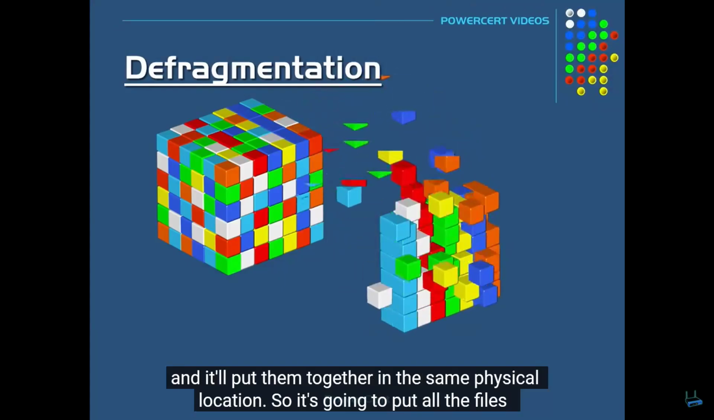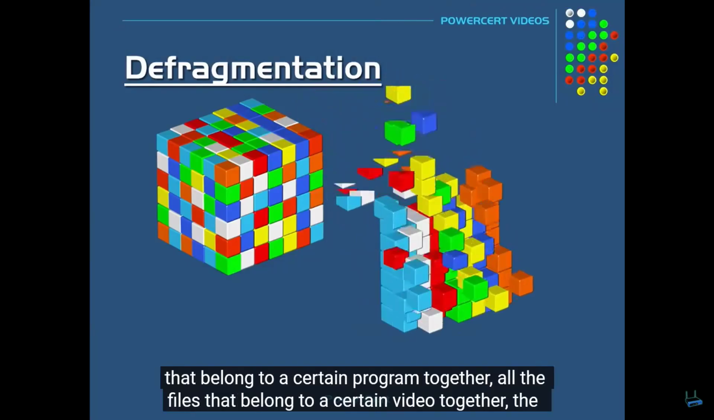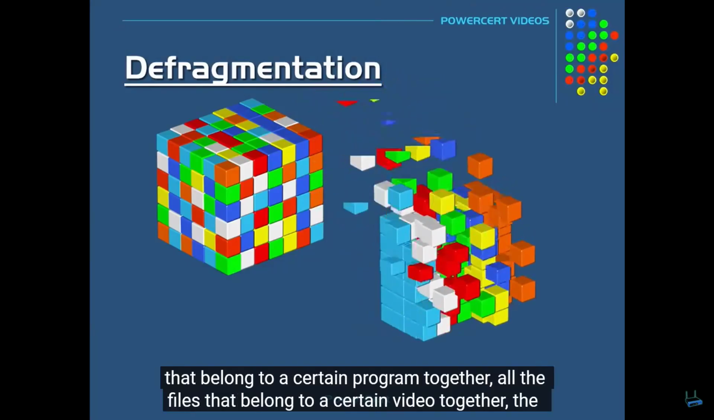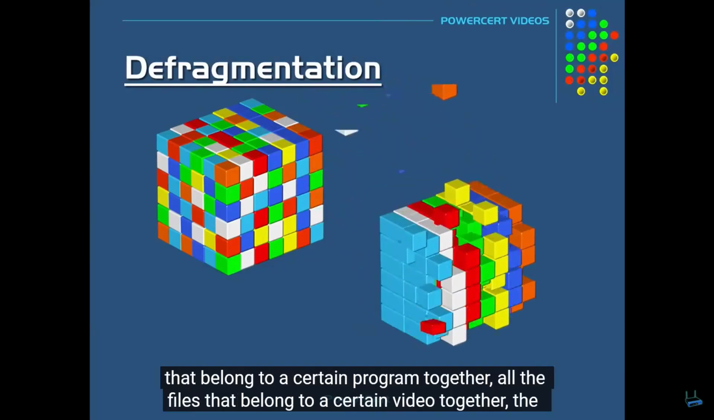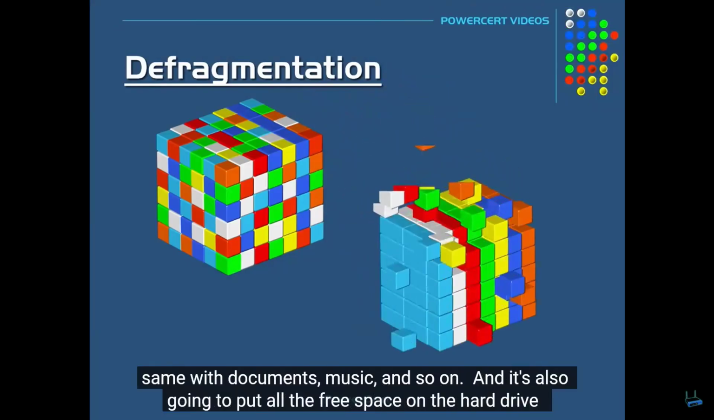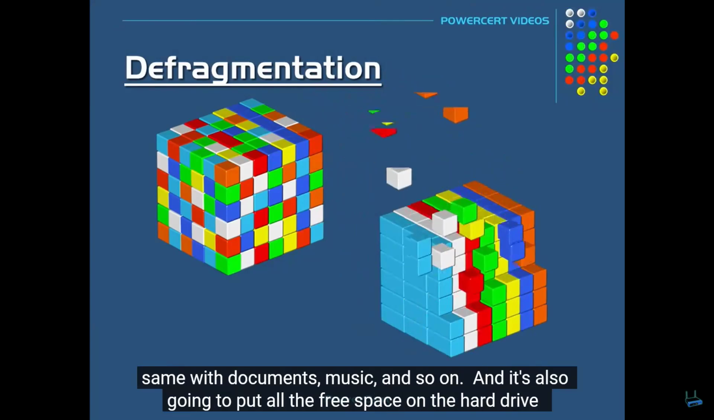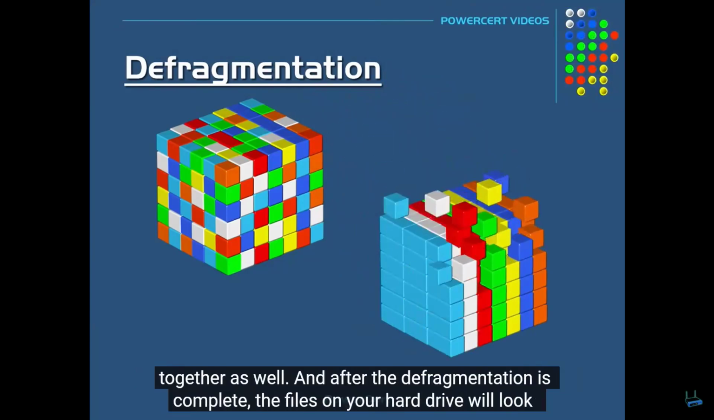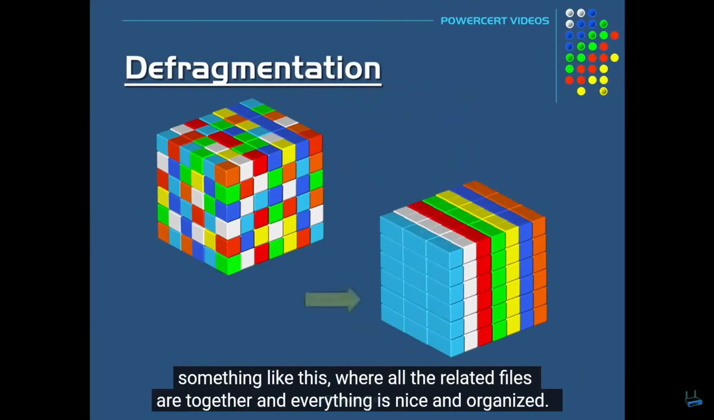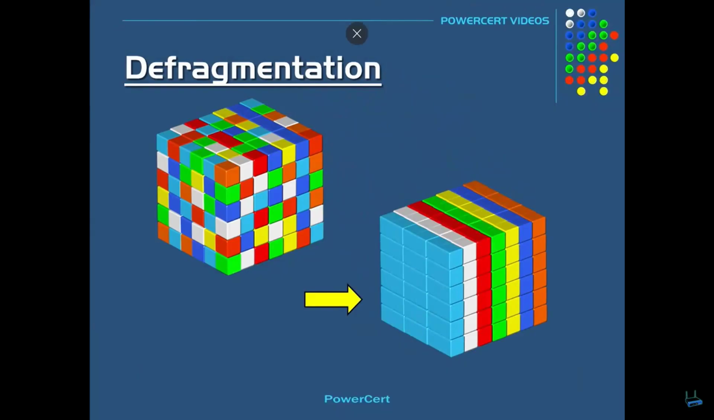So it's going to put all the files that belong to a certain program together, all the files that belong to a certain video together, the same with documents, music, and so on. And it's also going to put all the free space on the hard drive together as well. And after the defragmentation is complete, the files on your hard drive will look something like this, where all the related files are together and everything is nice and organized.